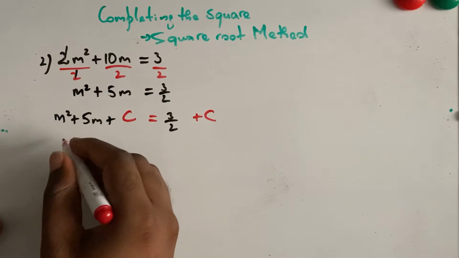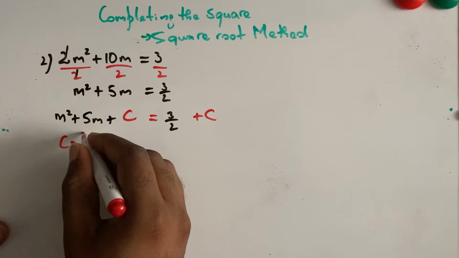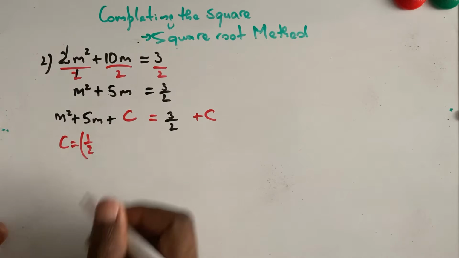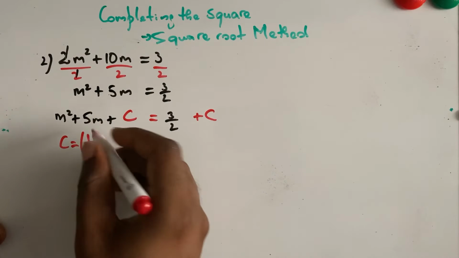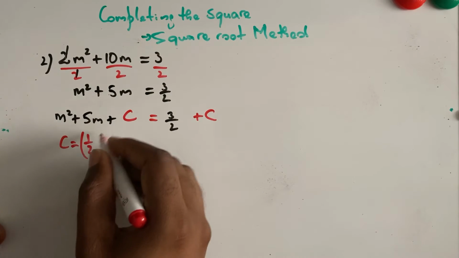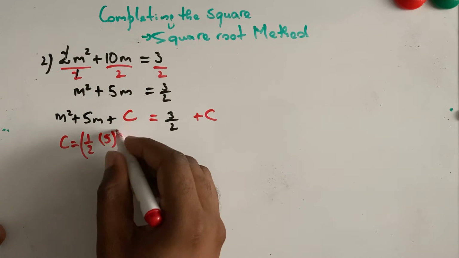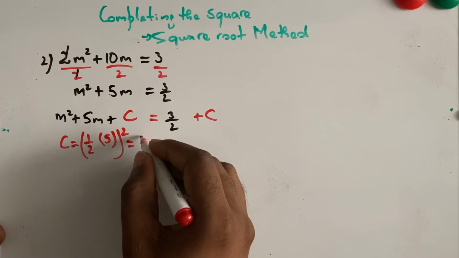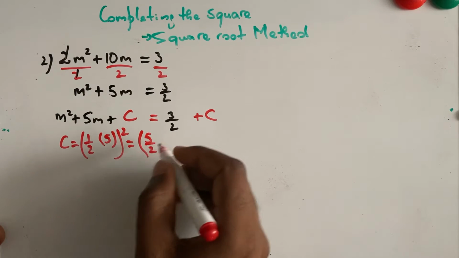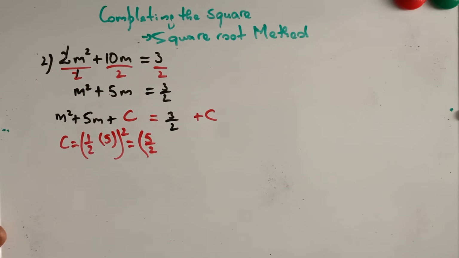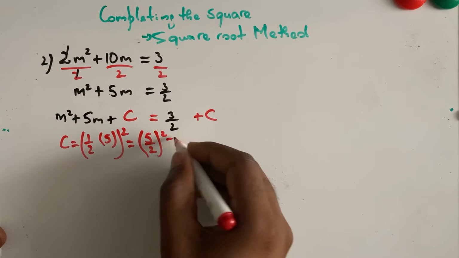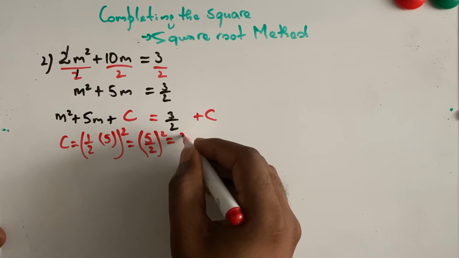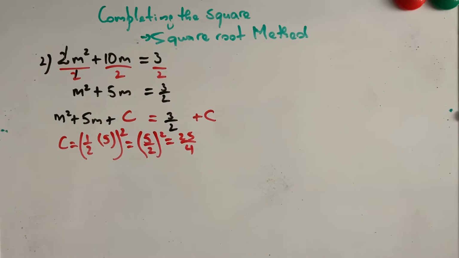According to what we just did, you just need half of b. Where's b? B is right here. So half of 5, squared. Half of 5 is just 5 over 2 here, just like this. You don't have to have a decimal, by the way. 5 over 2 squared, which is 25 over 4, right? So 25 over 4, okay? Now, in this case here, you know what c is.